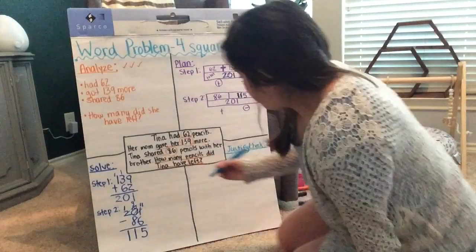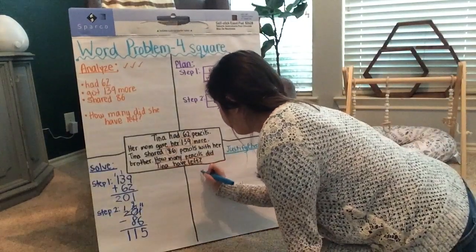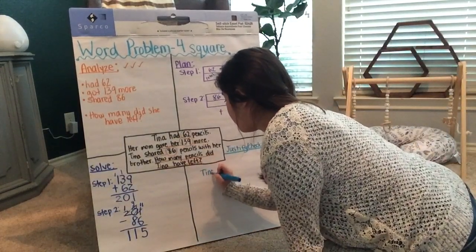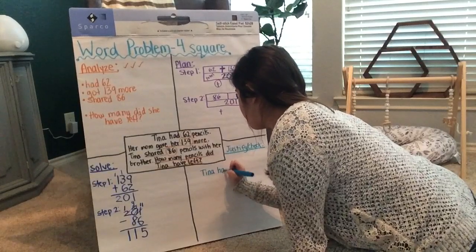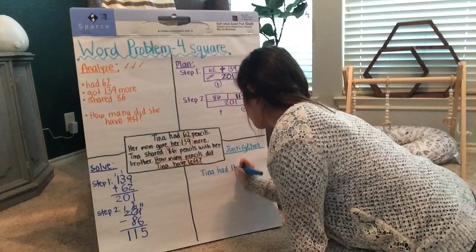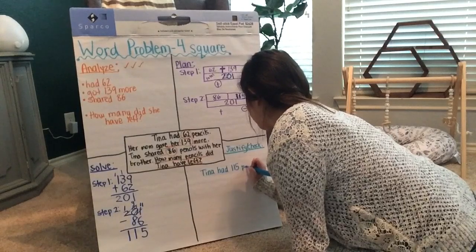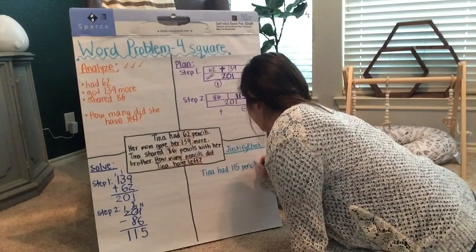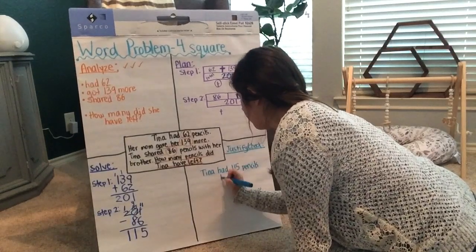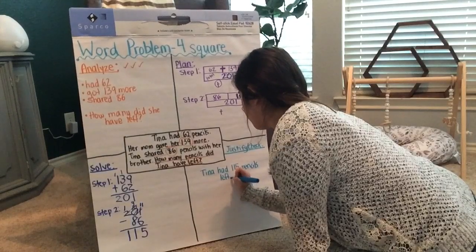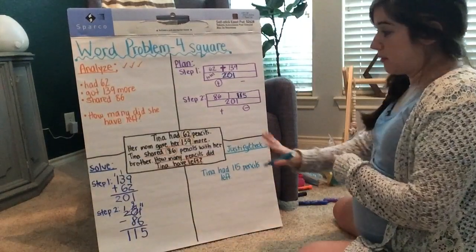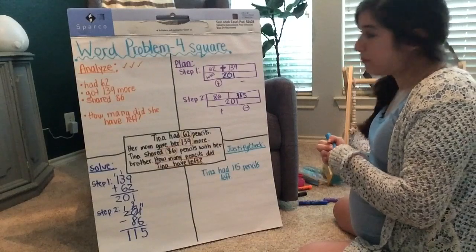So I'm going to go ahead and write Tina, and I always start with a capital letter, had 115 pencils left. And I always put a period. It's a complete sentence, just the way we've taught them.